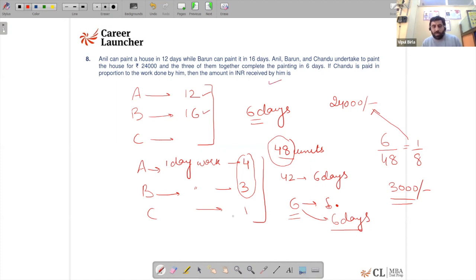We can also calculate that C does 1 unit of work in 1 day, and the total work done in 1 day is going to be 8 units. So C's share will be 1 by 8 of the total value, and that 1 by 8 of the total value will again come out to be nothing but 3,000, and that is the answer to the given question.